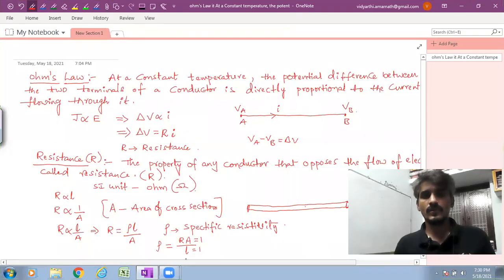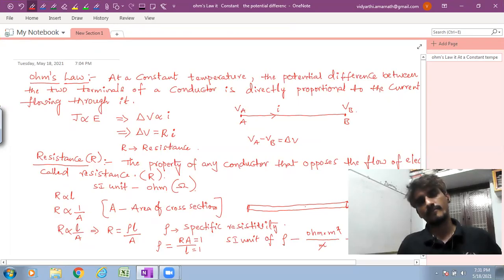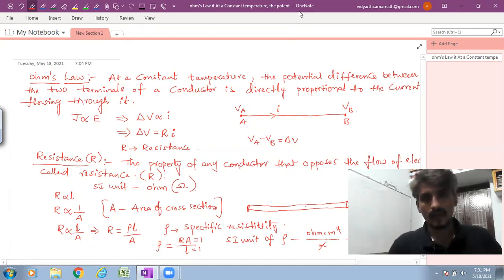And the SI unit of specific resistivity, rho, is, how can we say? R means ohm, no? Into meter square, since area of cross section is meter square, divided by length, which is meter. Meter square gets cancelled. And what is the unit? Ohm meter. That is ohm meter. Right? That is about specific resistivity.